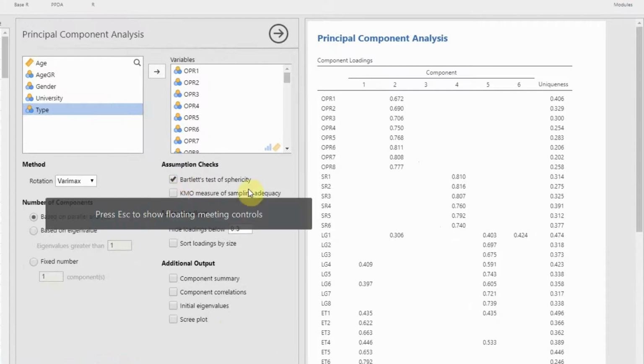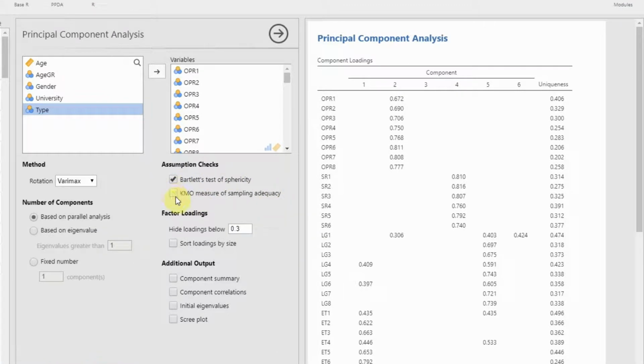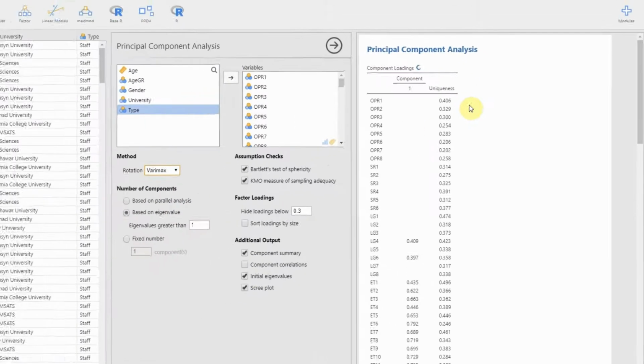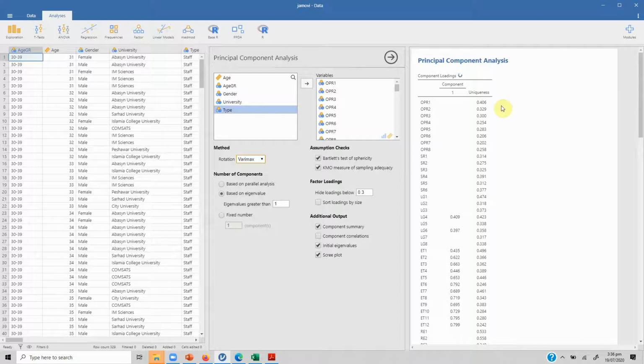Let's look at the options first. Bartlett test, which is one of the assumptions that you have to check. KMO, whether or not your sample is good enough. Eigenvalue, to identify how many factors should I extract. So we based it on greater than 1. We can have component correlations as well if you want. So Varimax, since the correlations are minimized, we do not need these component correlations. We can have scree plot, initial eigenvalues, the component summaries, and we'll be using Varimax. So it's running. Let's wait till it runs and identifies the factor structure for us.